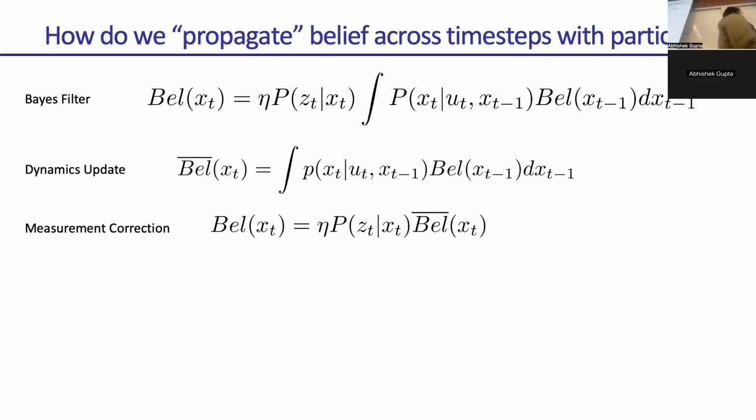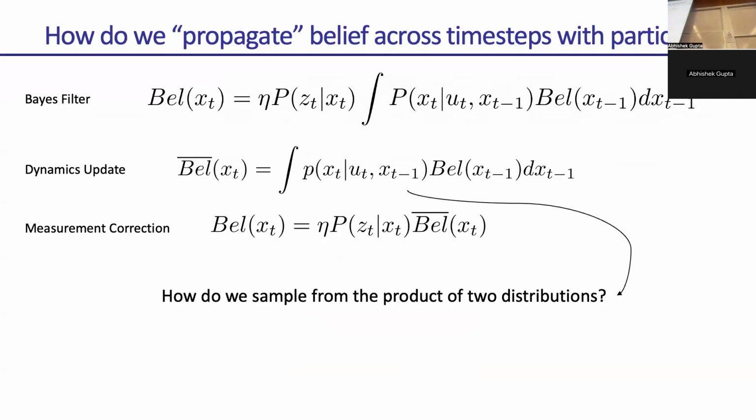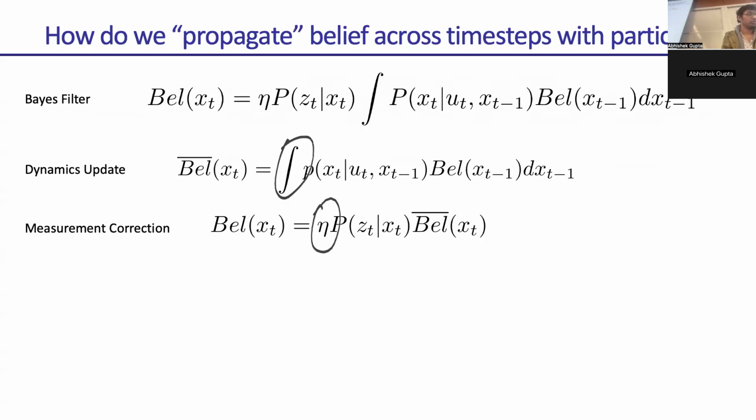Okay. So we are going to try and instantiate the dynamics update, the motion update, and the measurement update, both with particles. The questions we're going to try and answer: this is often called marginalization, when you're integrating out the x_{t-1} variable. How are we going to do that with particles? And then how are we going to do the normalization with particles? Those are the two questions we're going to ask.